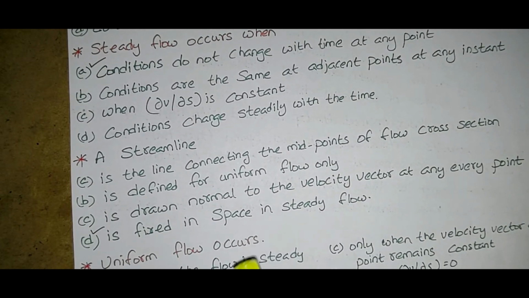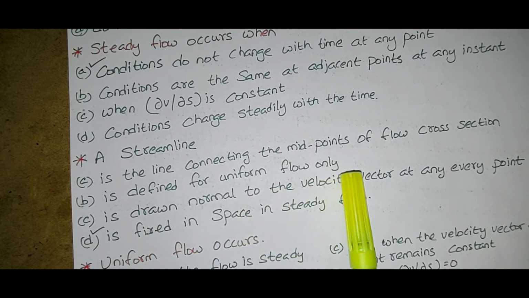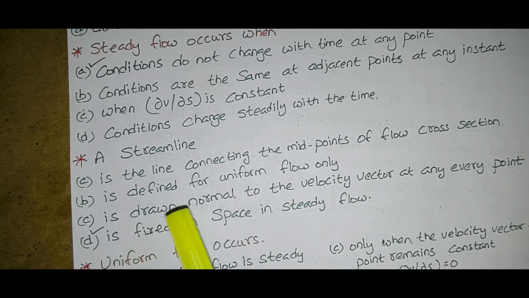Streamline. A streamline is the line connecting the midpoints of flow. Flow cross section is defined for uniform flow only. Is drawn normal to the velocity vector at every point, is fixed in space in steady flow. So a streamline is fixed in space in steady flow.